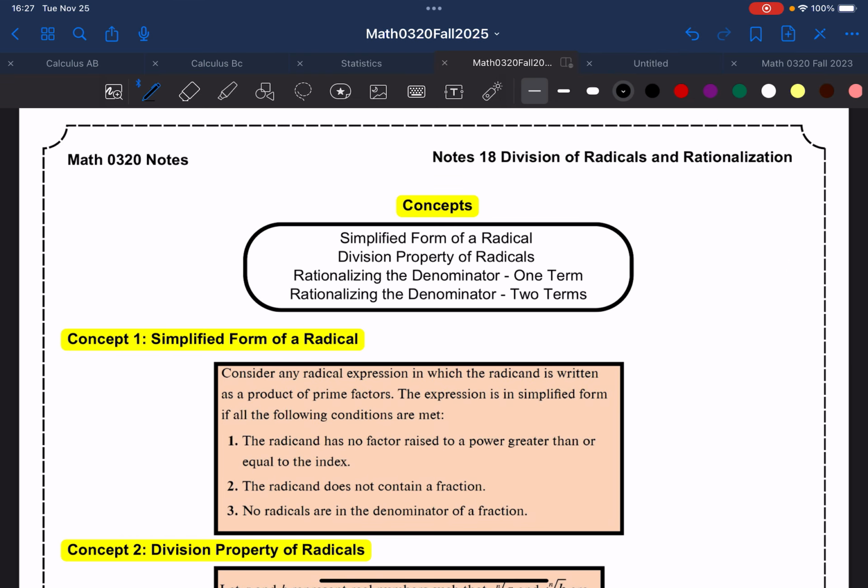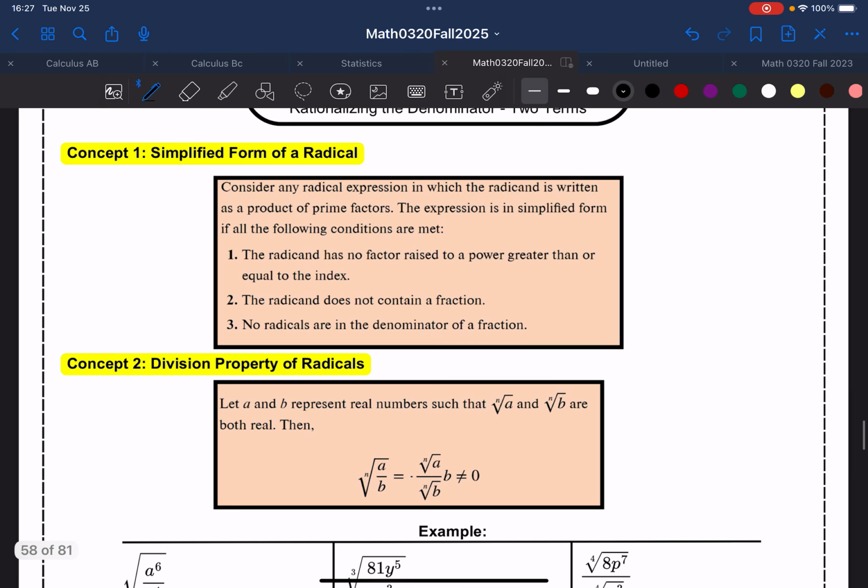Okay, notes 18, division of radicals and rationalization. So concept 1 is simplified form of a radical. It says consider any radical expression in which the radicand is written as the product of prime factors. The expression is in simplified form if all of the following conditions are met.